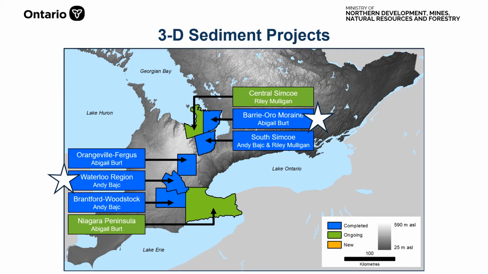This map of Southern Ontario shows the location and project lead for the 5 completed mapping projects, as well as the projects Riley and I are working hard to complete. The areas marked with the white stars are where it all began: Waterloo region west of the escarpment in 2002 and the Barrie-Oro-Moraine area to the east of the escarpment in 2003.